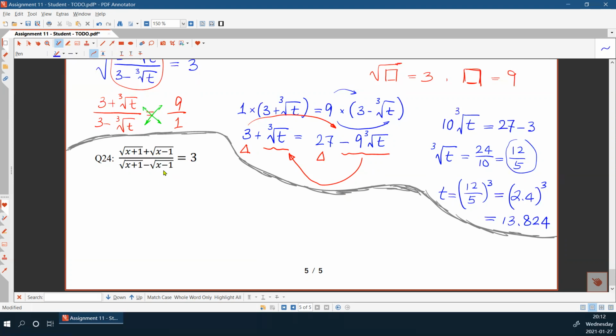Next one, actually, the left-hand side of the equation is a ratio, right? And the right-hand side is 3. 3 is actually 3 over 1, right? So in the first step, we can expand this equation using cross multiplication. Step 1, cross multiplication.